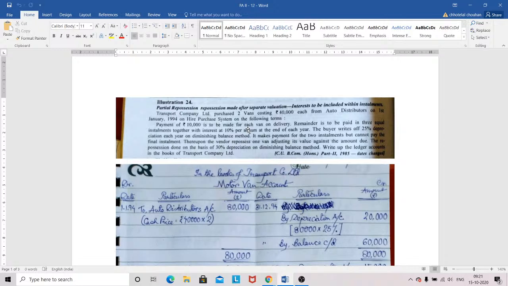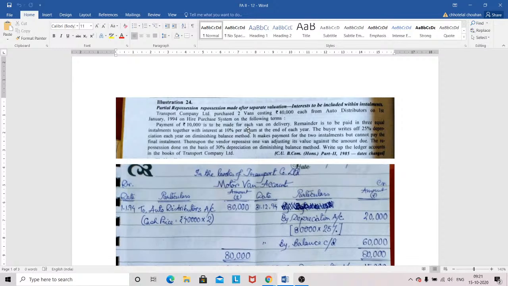Now write up the ledger accounts in the books of the transport company. That means all the time we make entries in the books of the hire purchaser, so there is no change in that, and we are doing it the same way. Write up the ledger accounts in the books of the Transport Company Limited. Okay, so we will prepare the ledger.